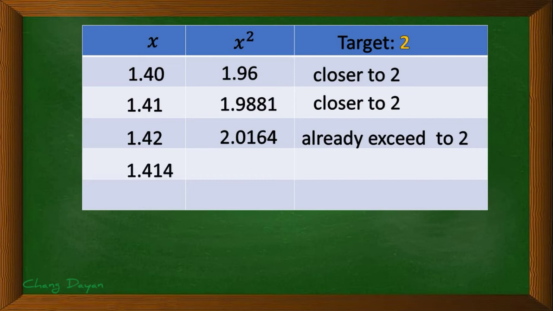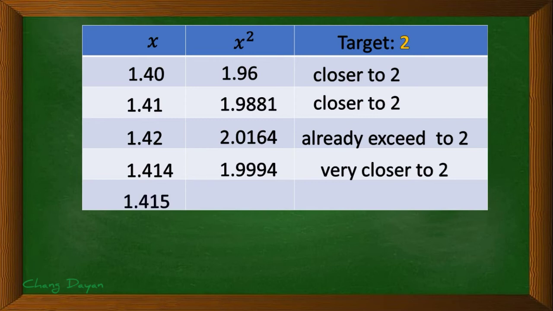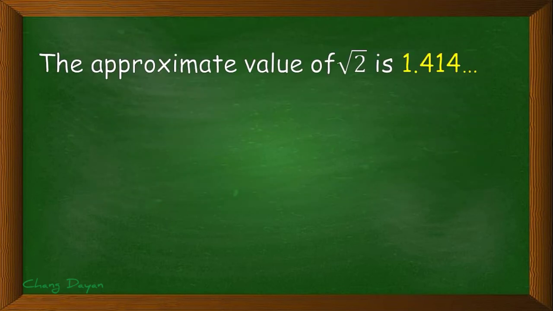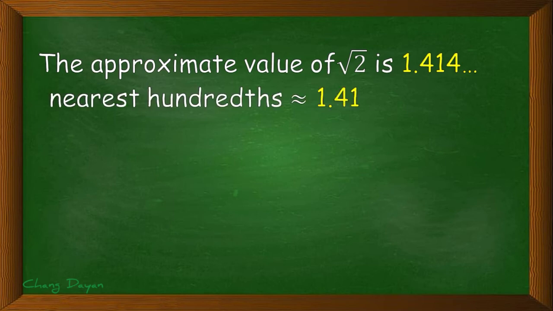So, magbabawas tayo. So, 1.414 is 1.9994 kapag in-square. And this is very closer to 2. Next, 1.415. When you square it, ang sagot ay 2.0022. Already exceed to 2. Therefore, ang ating approximate or estimate ay 1.414. The approximate value of square root of 2 is 1.414. And when you round it to the nearest hundreds, we have 1.41.